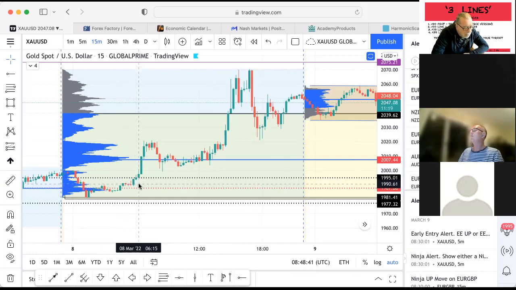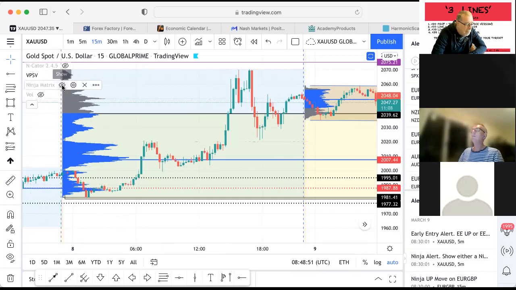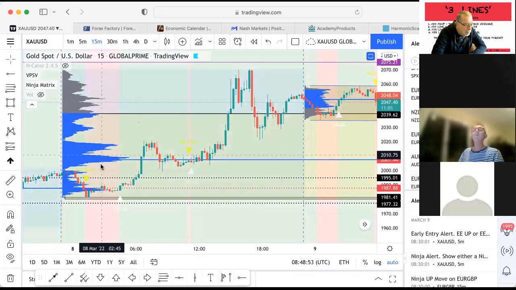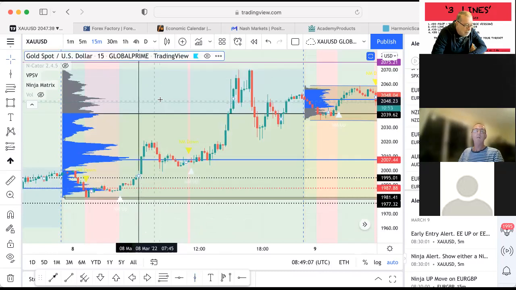I got up quite early yesterday and I was looking at price round about this point here, 6:15, and I saw an opportunity to get in. So let's have a look at what I saw. First of all, putting the Ninja Matrix on, I noticed that if I put a line on, this is when I actually started looking at the chart yesterday. That black vertical line is when I was looking at the chart. So first thing I noticed is we had a Ninja Matrix up. So we were looking at potential buys.